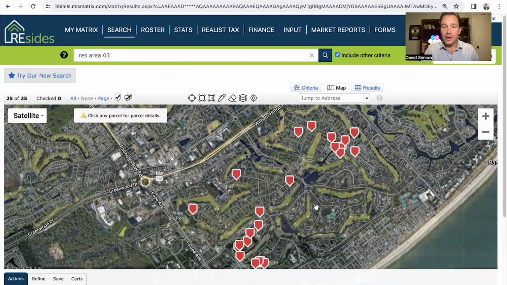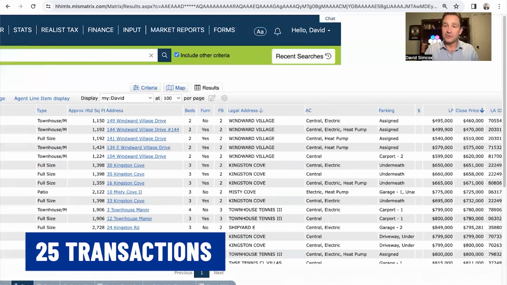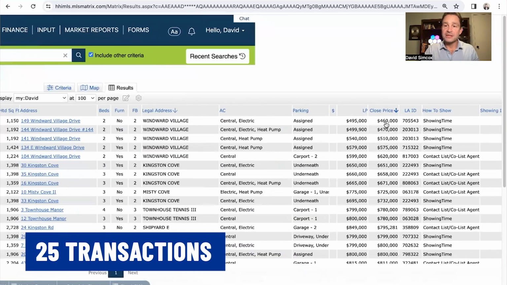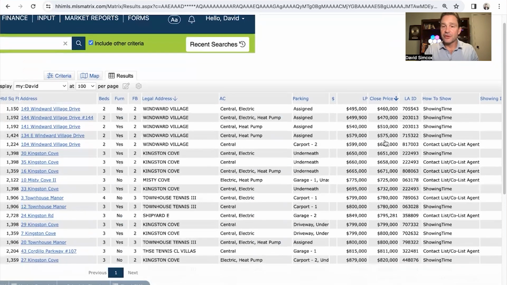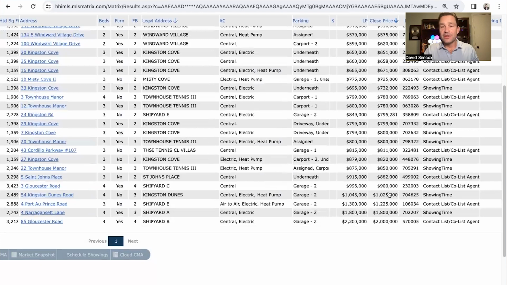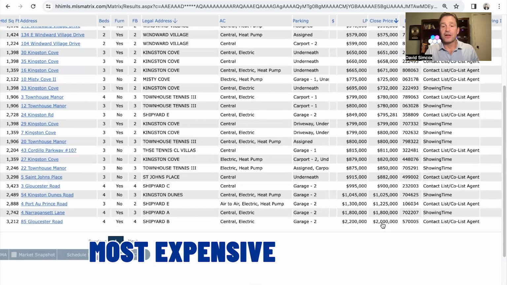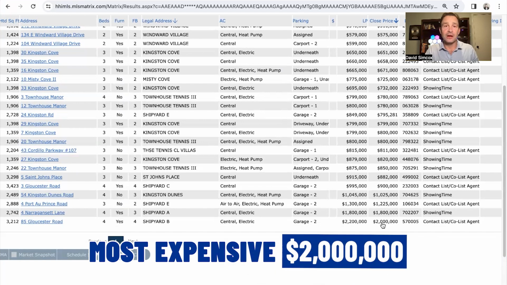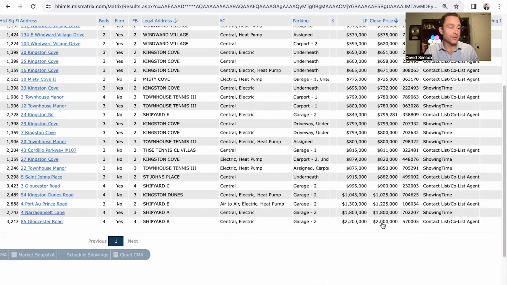And quite a few sold properties in the past year, 25 to be specific. And we've got prices in the 400s, 500s, 600s, 700s, 800s, 900s, and then they do jump into the $1 million plus range, but not till the very bottom here. So it looks like the vast majority of Shipyard should be under $1 million. Now there are a couple that go over that, and the most expensive looks like $2 million was the most expensive sale in the past year.